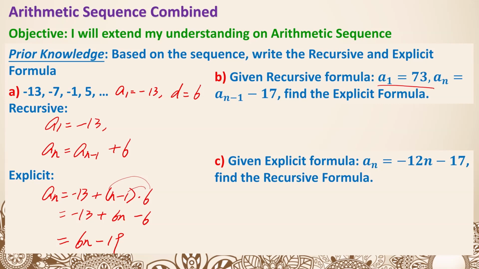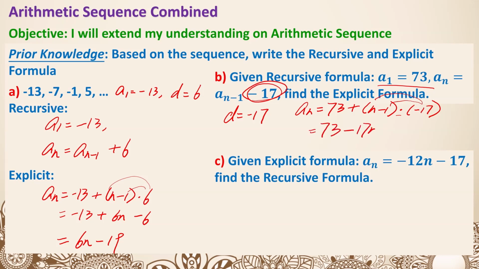So a sub 1 is already there, so d is in the recursive formula. D is negative 17. So a sub n is, first term is 73 plus n minus 1 of the common difference, which is negative 17. I suggest you put a negative 17 in parentheses and also write the little dot to indicate that you're multiplying negative 17 times n and negative 17 times negative 1. You got 73 minus 17n plus 17, which is negative 17n plus 90.